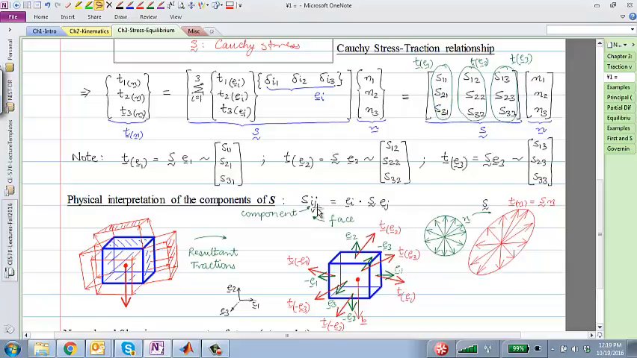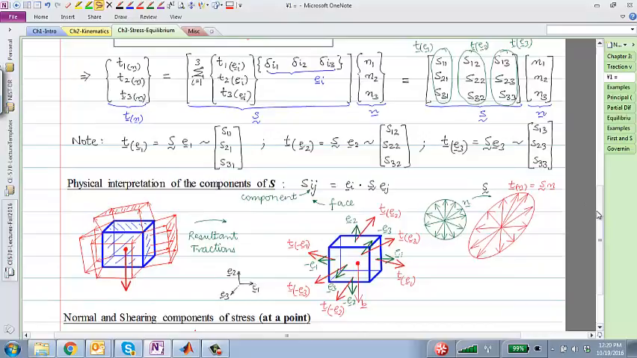So Sij is the traction component. Just for example, let's say E1, I have traction E1 here. Clearly this has 3 components, something in E1, something in E2, something in E3. If I break those components up, the second index represents the face, which is E1. The first index represents the component, the direction of the traction that we are talking about. So that's another way to interpret the components of the stress tensor.